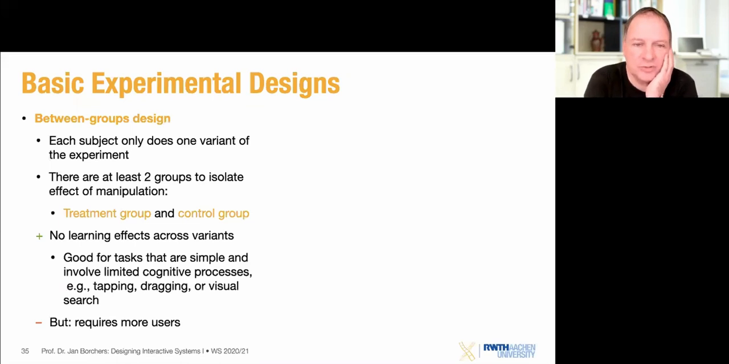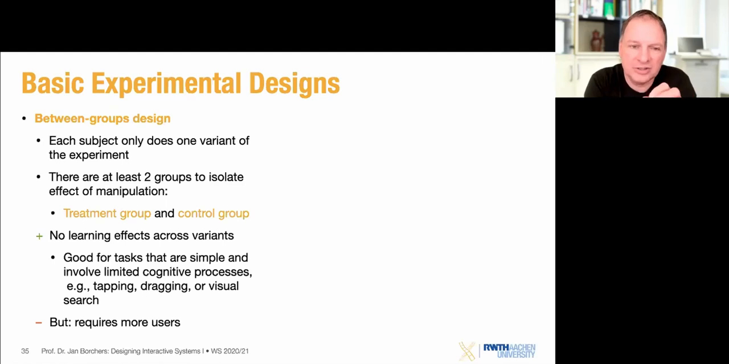The first design is between groups. What that means is you have a bunch of people that do, for example, the pie menu condition, and some other group of people that does the linear menu condition. So each subject only does one variant of the experiment. And that means you have at least two groups.